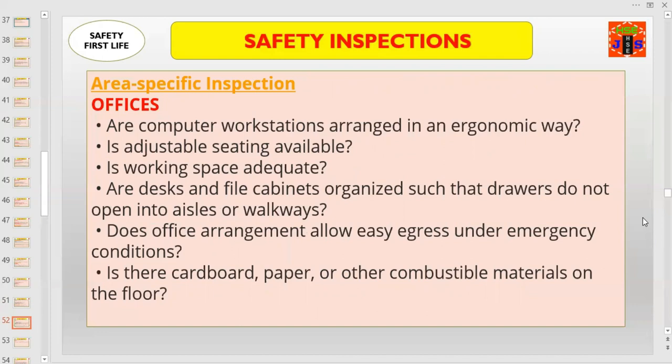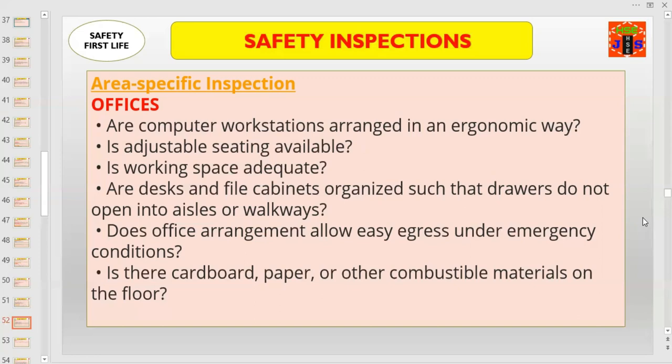What you will inspect in an office? You have to look, are computer workstations arranged in an ergonomic way? Is adjustable seating available? Is working space adequate? Are desks and file cabinets organized such that drawers don't open into aisles of walkways? Does office arrangement allow easy egress under emergency conditions?